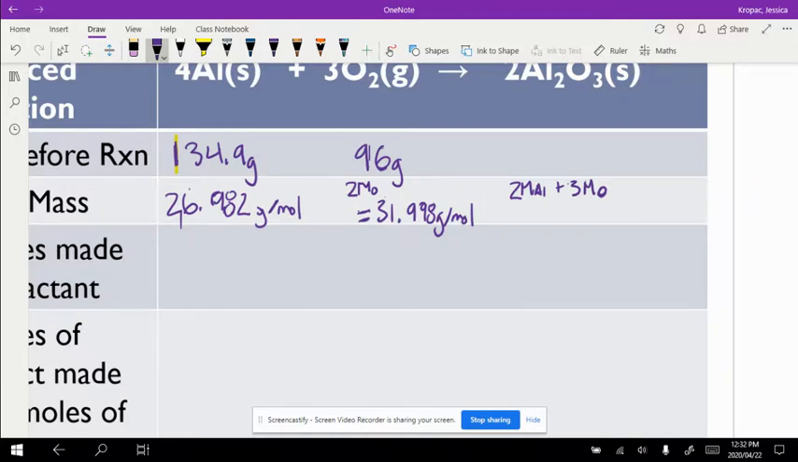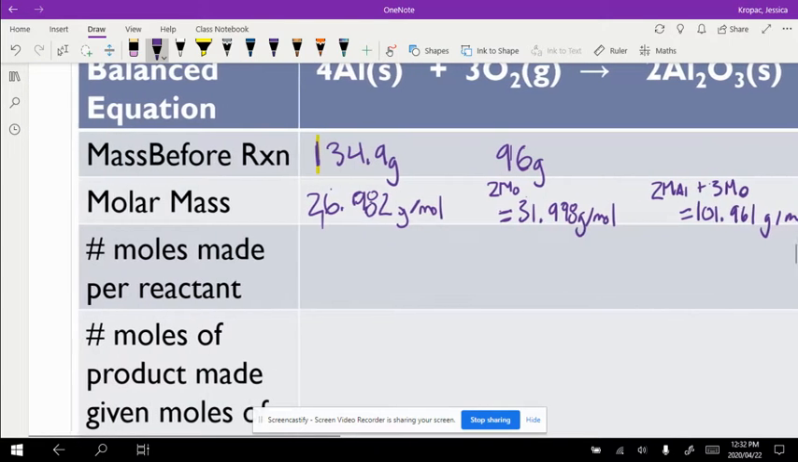So if you actually go through and do that, you are going to find a grand total of 101.961 grams per mole. If you're confused at how we got this number, go ahead, stop the video, take a look at the PDF transcript, and it'll walk you through that in a little bit more detail. All right, our next step is we need to figure out number of moles. We don't know which one is our limiting reagent, so we're going to have to do it for both.